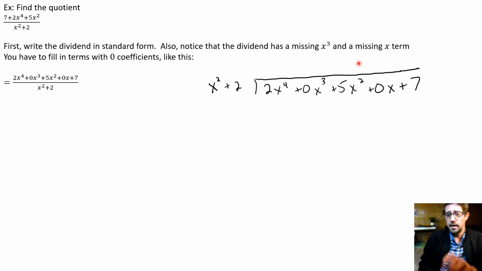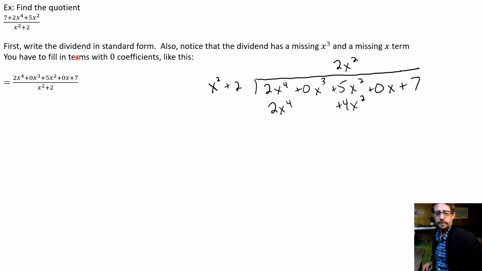And now, again, line it up, right? It's got to be lined up with the x squared term. So that's going to go here. So a 2x squared is going to go there, and then we're going to multiply. Okay, so 2x squared times x squared plus 2 is 2x to the fourth plus 4x squared, but you want that to line up here. Don't put the x squared term under the x cubed term because they're not like terms, so they won't subtract correctly. Okay, so just throughout this whole process, just line up the powers.